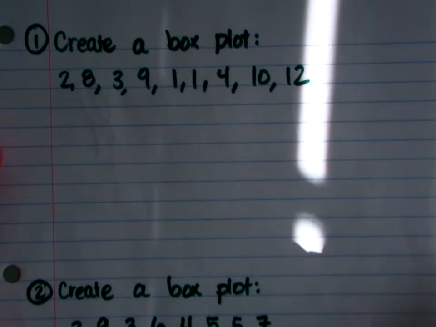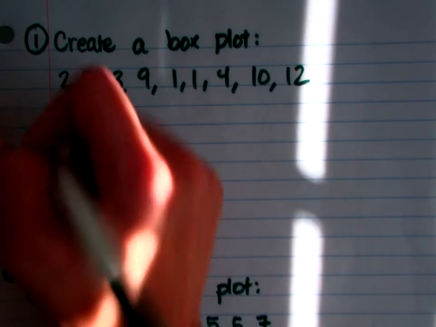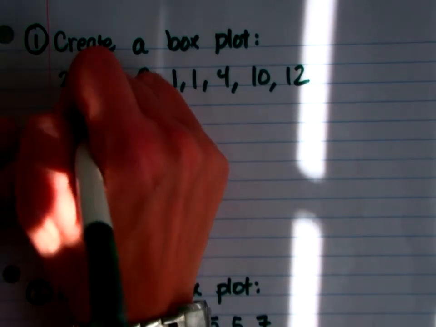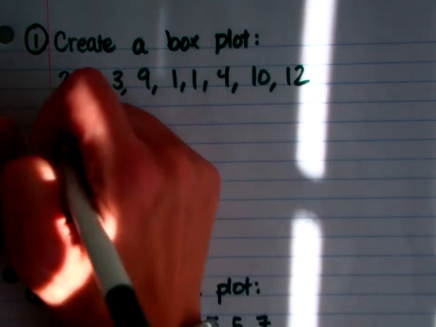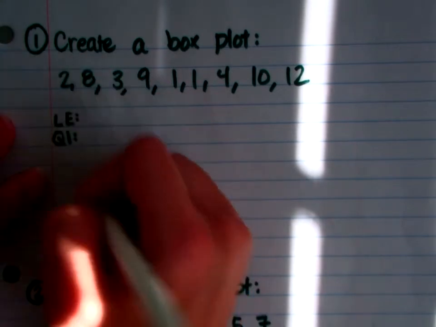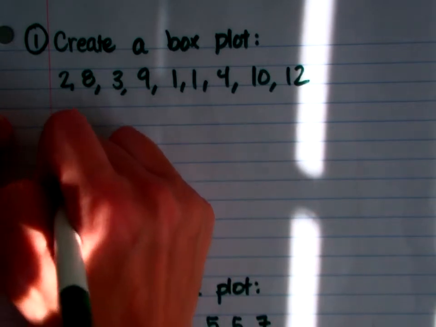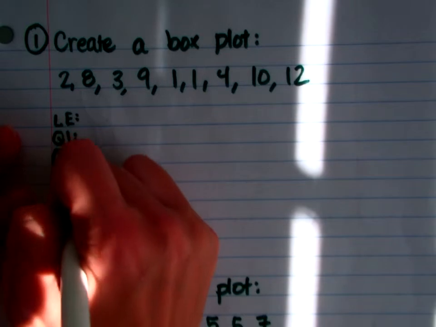This lesson is on box plots or box and whisker plots, also known as 5-number summaries. On the very first question, we're asked to create a box plot. To create a box plot, you need to know 5 different pieces of information, which they refer to as the 5-number summary. The lower extreme, you also need to know your quartile 1 or lower quartile, quartile 2, also known as the middle quartile, quartile 3, known as the upper quartile, and then your upper extreme.